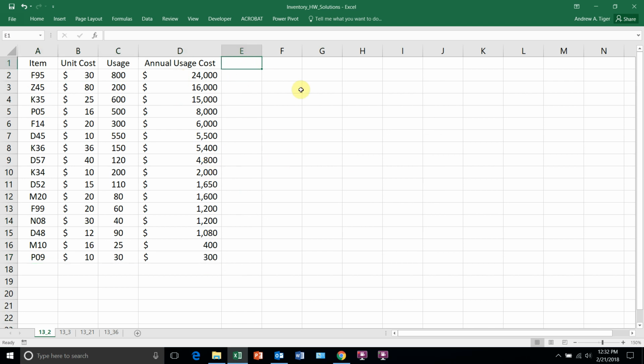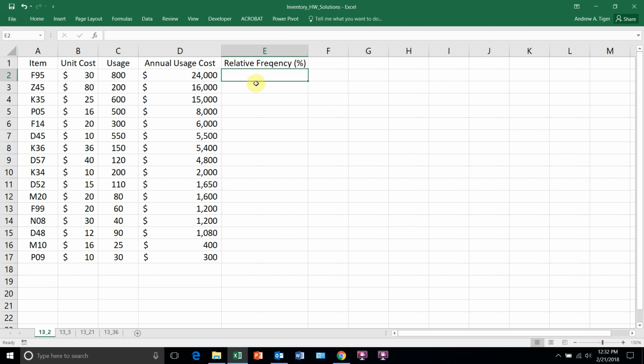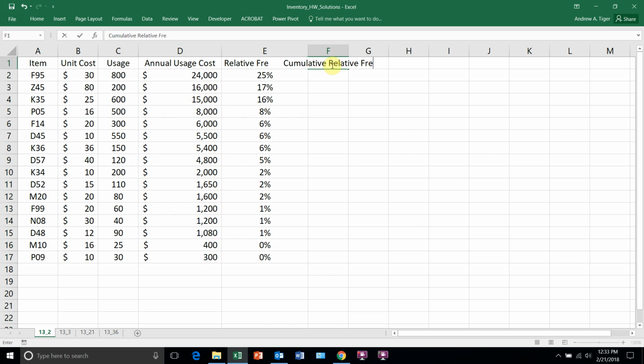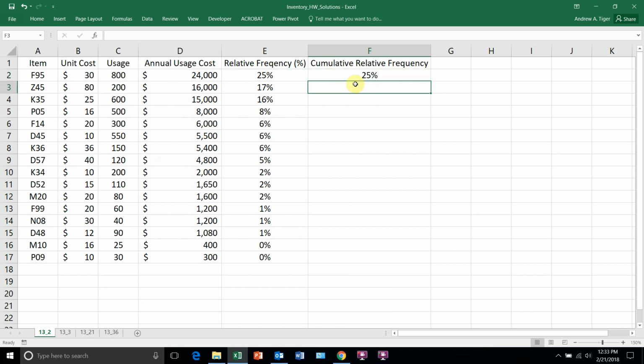So this is going to be the relative frequency, and we'll show it as a percent. We're going to take this number divided by the total of all these, and I'm going to show that as a percent. Now I'm going to copy this formula down, so I'm going to put some dollar signs. And then I'm going to come up with the cumulative relative frequency. First one is just this one. The next one is this plus this. So this builds on itself, where the total at the end is 100%.